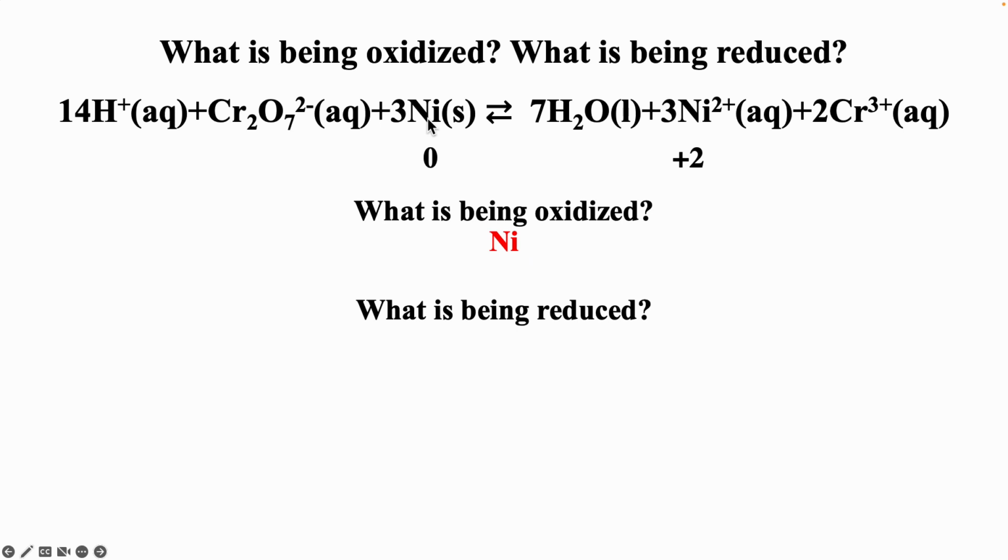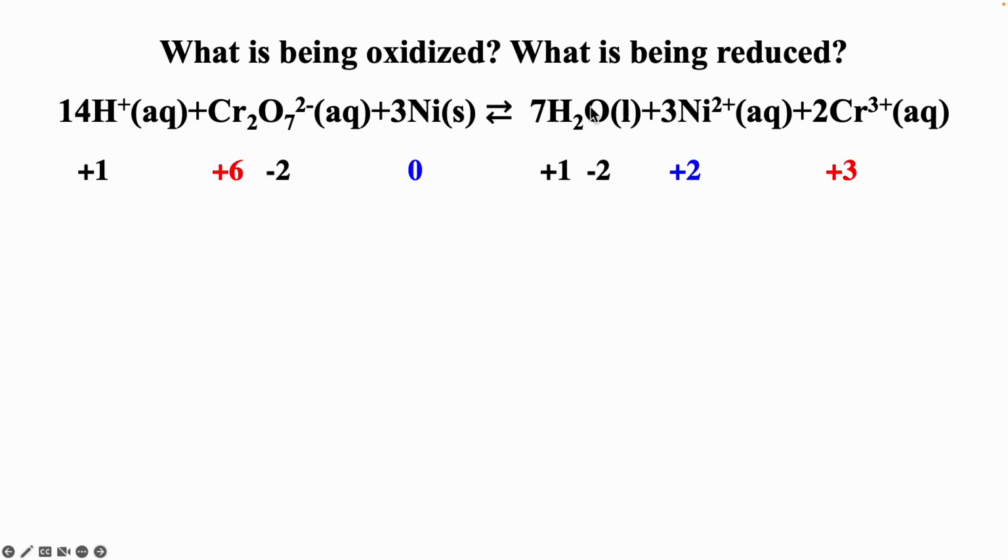For oxidation, we see nickel going from a 0 to a +2, so each nickel atom is losing 2 electrons. It's being oxidized. Now the chromium is going from a +6 to a +3, and so each chromium atom is gaining 3 electrons, and so it's being reduced. If we look at the rest of the elements, here hydrogen is a +1, oxygen is -2. Hydrogen on this side is +1, oxygen is also -2.